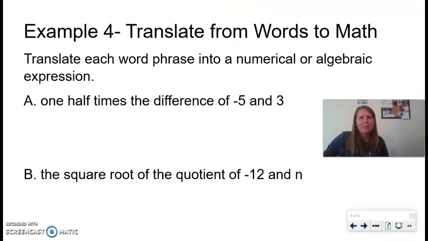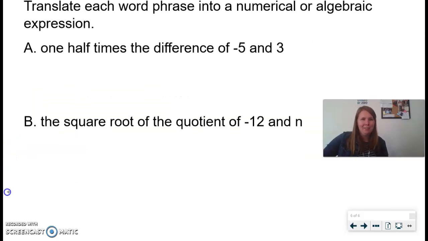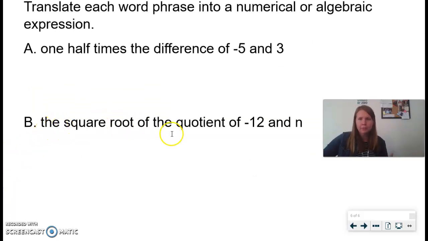Okay. So example 4 asks to translate from words to math. So we'd already kind of talked about taking math to words, words to math. It's a skill that's kind of hard, and that's why we want to continue practicing it. So it says translate each word phrase into a numerical or algebraic expression. So I'm actually going to give you example B here, and I'm going to ask that you do A, okay? So let's go through this one first as your example, and then I'm going to have you do A on your own and have a question here.